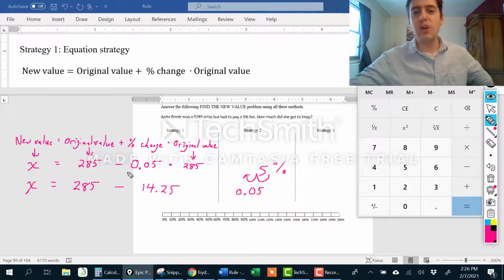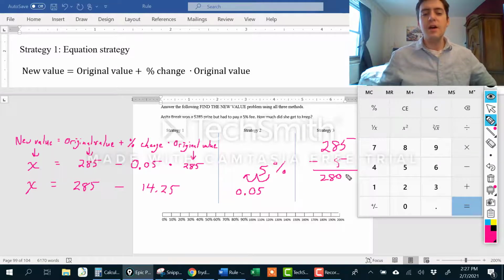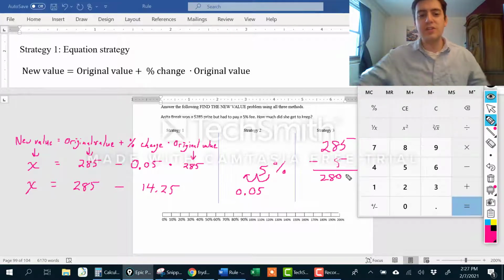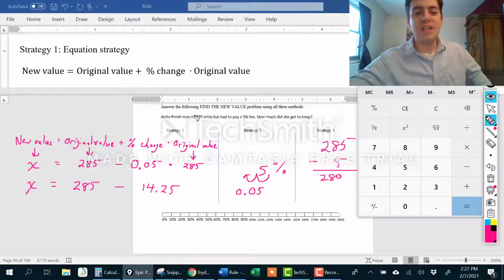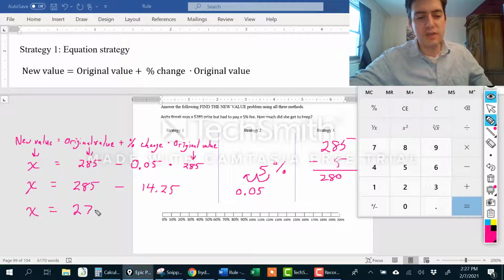That's why it would be incorrect. Like a lot of students say, oh, I'm just going to do 285 minus 5, and then there's my answer, 280. But the fee was not $5. The fee was 5% of $285, which is $14.25. So that's the number that we should be subtracting from 285, not 5, okay? So next thing that we'll do is just do 285 minus 14.25, and that should be 270.75. I hope I got that right.